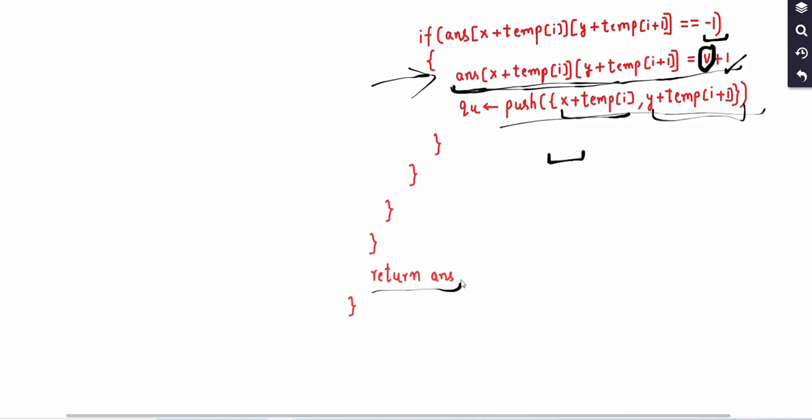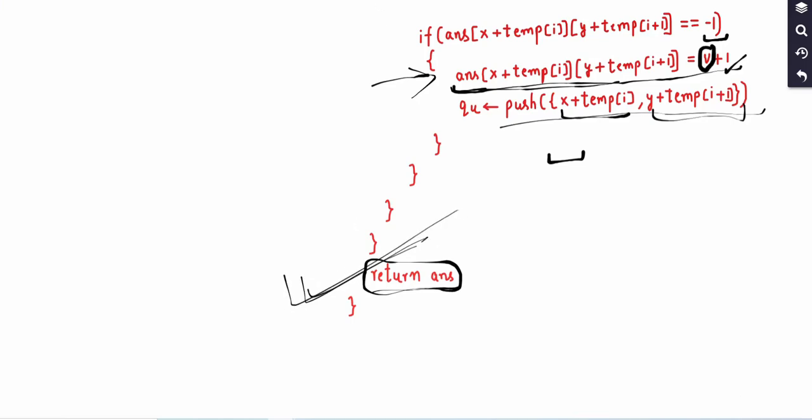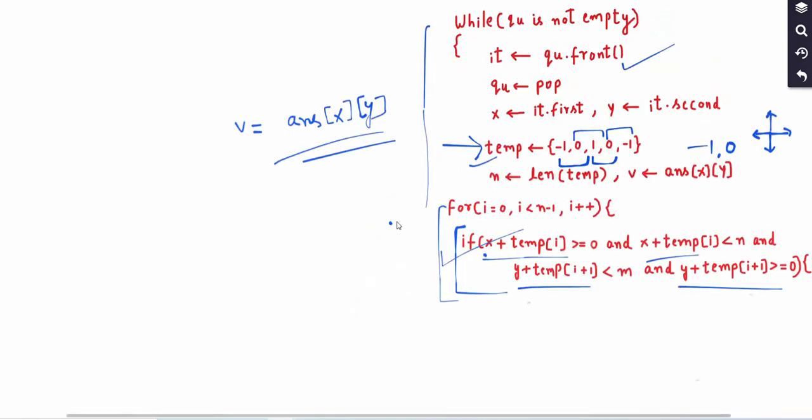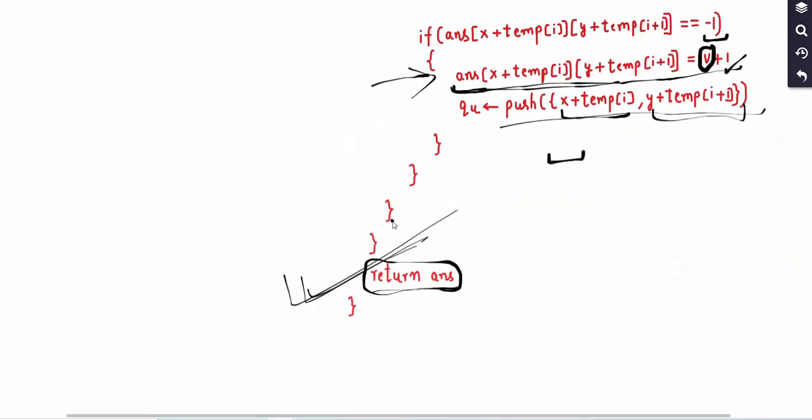Finally, I have to return this height array or the answer array, which I return right from here. Fine. So I hope you got the idea how this function is working, how I'm performing BFS search to solve this problem.